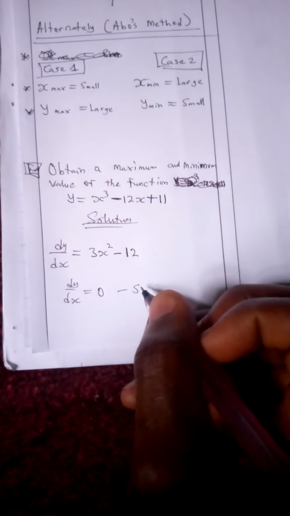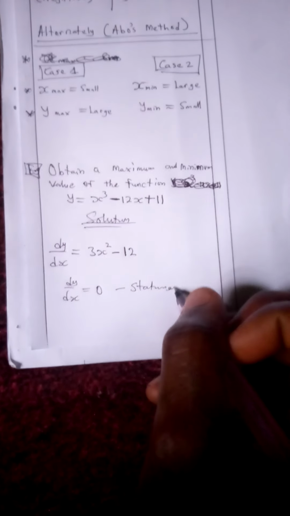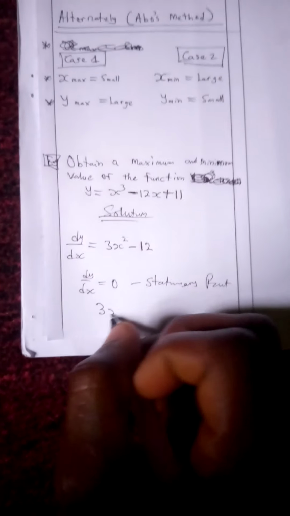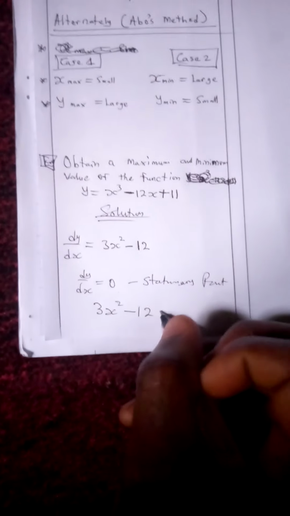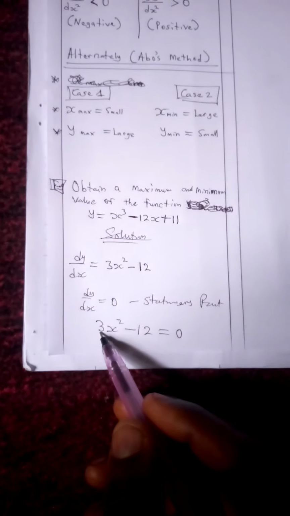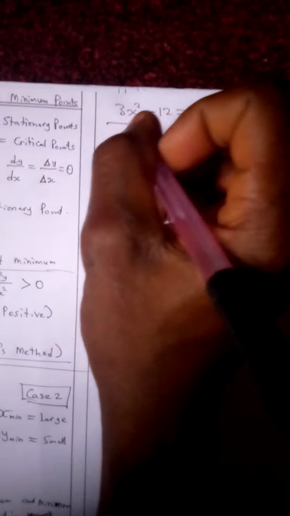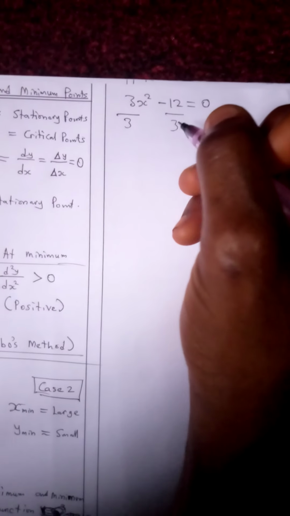That's our stationary point. So instead of using dy over dx, we replace it with 0. We'll be having 3x squared minus 12 equal to 0. The next thing we are going to do is divide through by 3. When we divide through by 3, the 3 will cancel, and we have x squared minus 4 equal to 0.